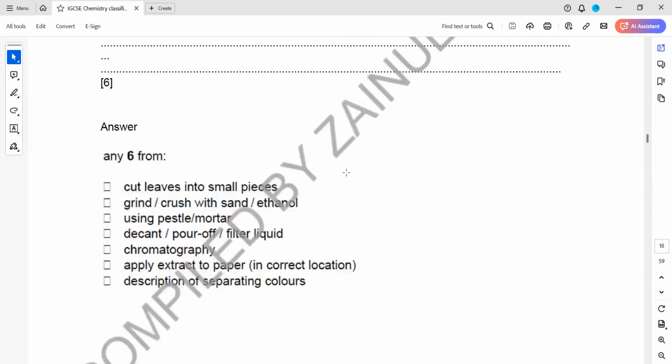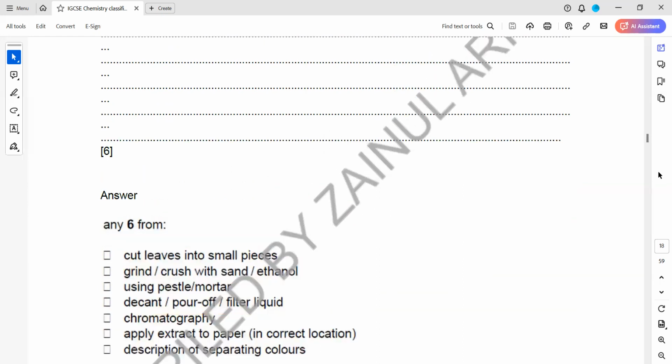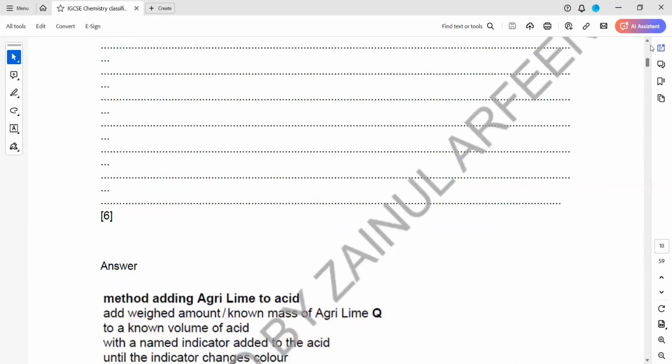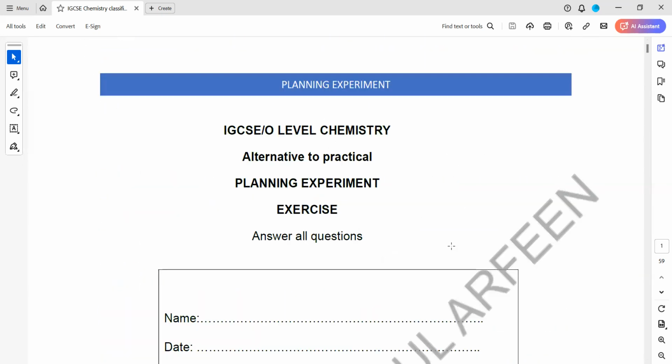The distribution of the marks, as you can see here: cut leaves into small pieces, then grind or crush with sand and ethanol using a mortar and pestle, then decant or filter the liquid. Why is filtration important? Because sand is added, that's why we have to filter it off. Then chromatography, then apply, and the description of the separate colors, like how you identify the colors. So this was the experiment. For a chemistry experiment, you can write a paragraph, you can write bullet points. Both are correct.